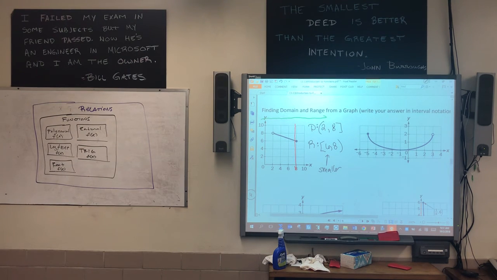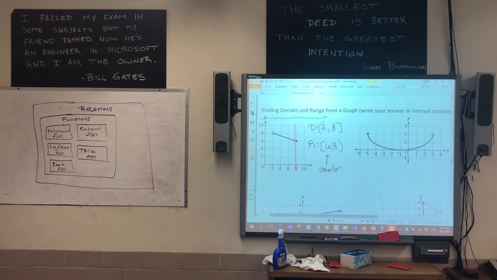Why do we usually struggle with range? Because they want to go top to bottom. They want to rewrite it as 8, 6, because that's how we read. We go left to right, and then top of the page to bottom of the page. But when we do a graph, we go left to right, bottom of the page to top of the page. That's the way we should interpret it.